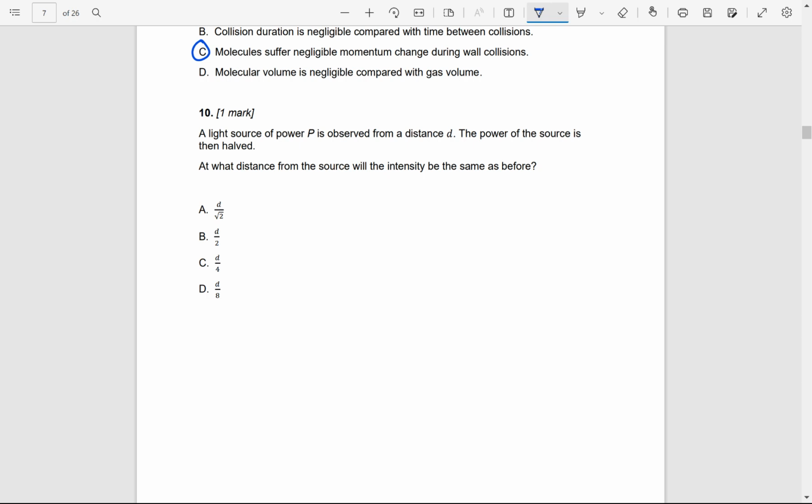Question 10. A light source of power P is observed from a distance D. The power of the source is then halved. At what distance from the source will the intensity be the same as before? Okay, so intensity equals power divided by distance squared.